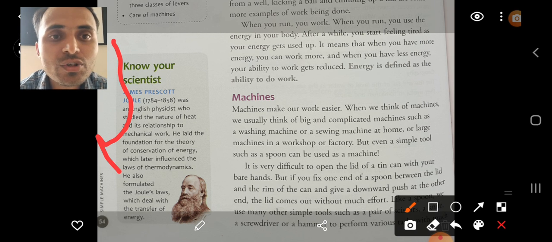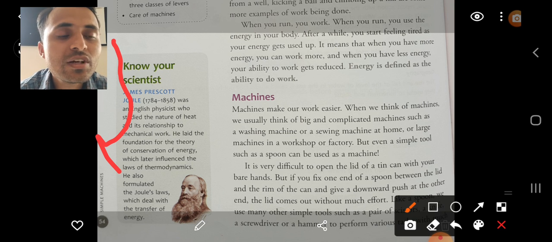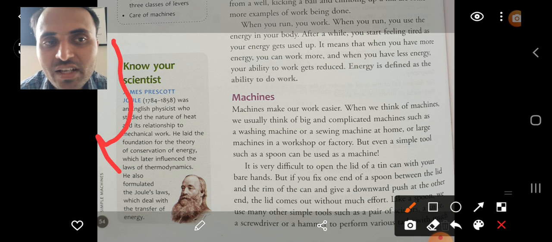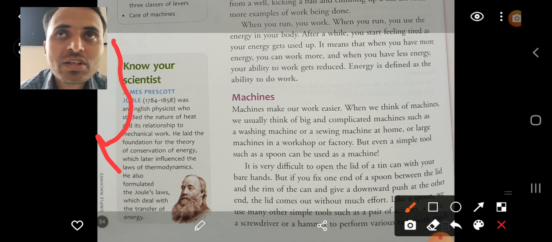That is nothing but the joule, and the symbol for the unit is capital J. So what is the theory behind James Joule? He found the theory of the conservation of energy. What is that? Energy cannot be created nor destroyed. Only one form of energy is converted into another form of energy, and the total energy in the universe remains constant. Those are the main findings of Joule's law.